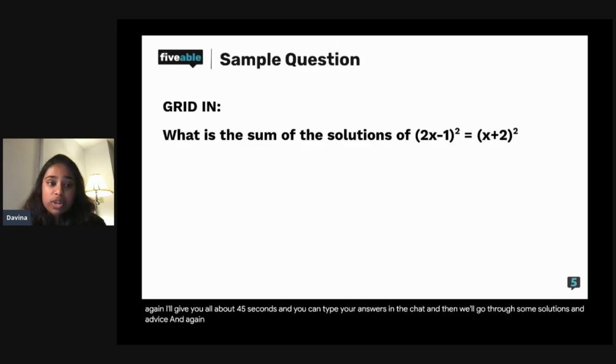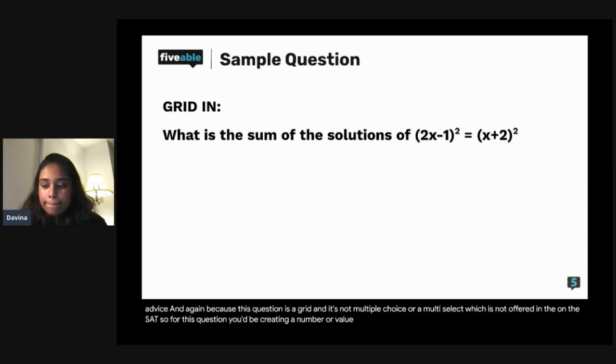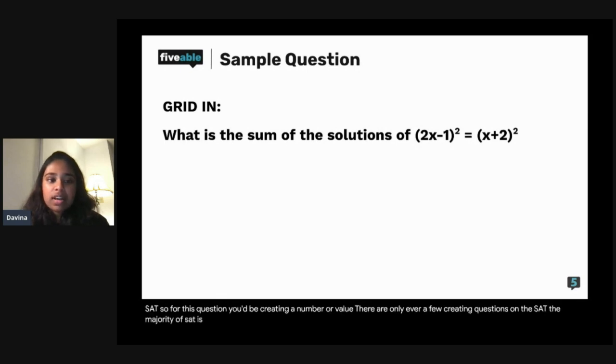And again, because this question is a grid-in, it's not multiple choice or multi-select, which is not offered on the SAT. So for this question, you'd be gridding in a number or a value. There are only ever a few gridding questions on the SAT. The majority of the SAT is multiple choice. So give you all about 10 more seconds.